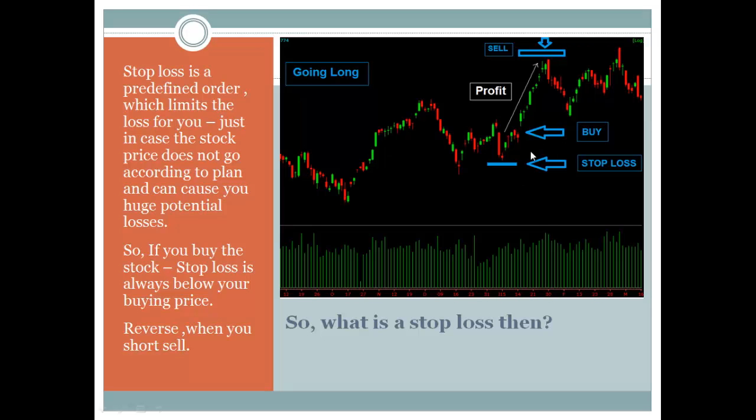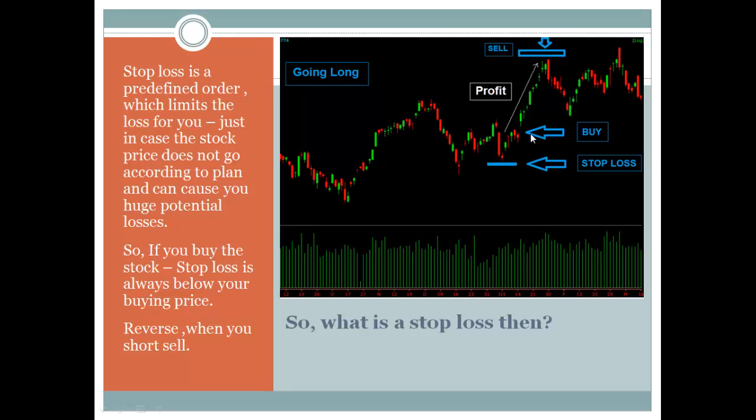So in this example, suppose you have bought the stock here, and you are expecting the price to go up. So if you buy here and you sell here, then obviously there is profit. But if you had bought here and for some reason the market had turned around and come down here, then you would have huge losses, isn't it? Because you're buying here and you're selling here. So stop loss is an order which is always put below the buying order when you're going long, so that you limit the losses. So this is also a sell order.